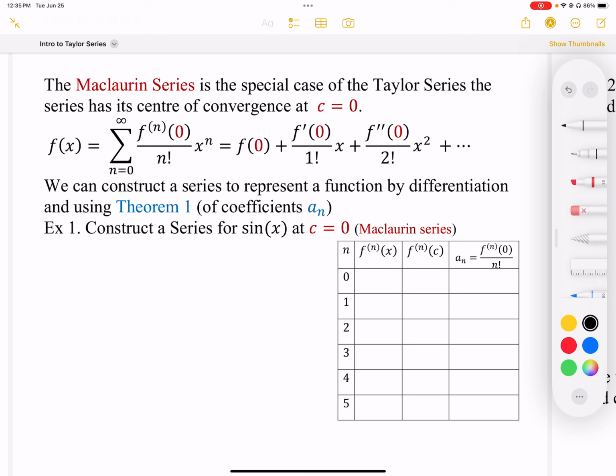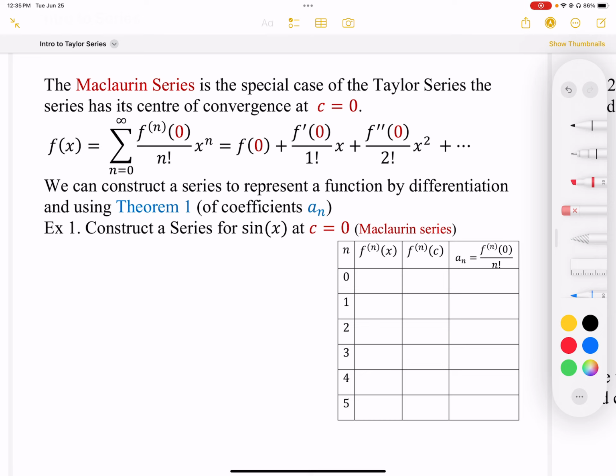The Maclaurin series is a special case of the Taylor series when the series has its center of convergence at c equals 0. So when we construct these series, we're just going to evaluate the derivatives all at 0. So we can construct a series to represent functions by differentiation and using theorem 1 to calculate the coefficients a_n. So let's see what this looks like.